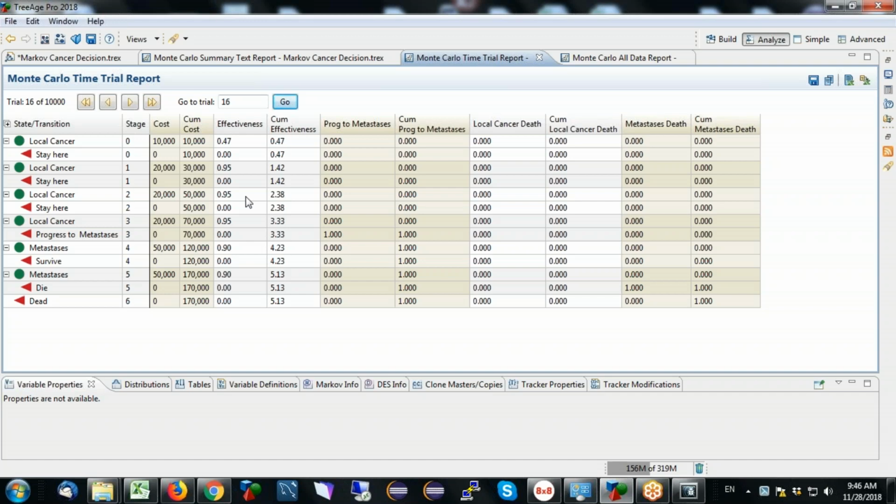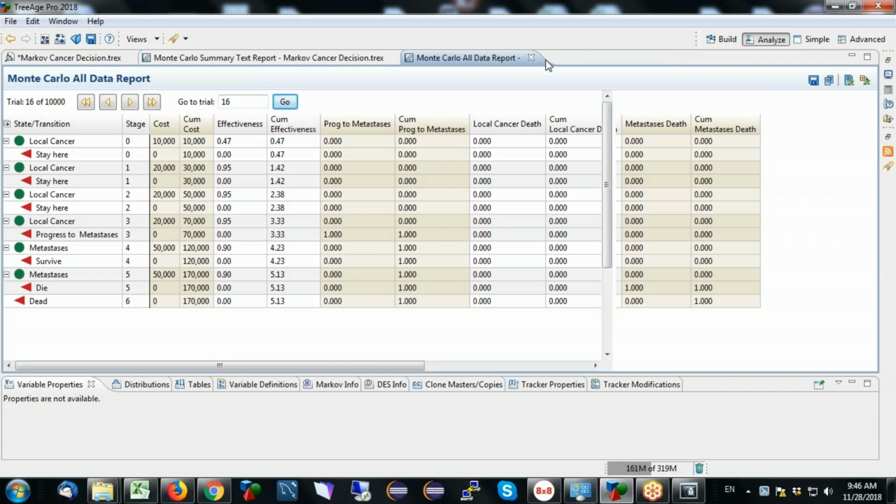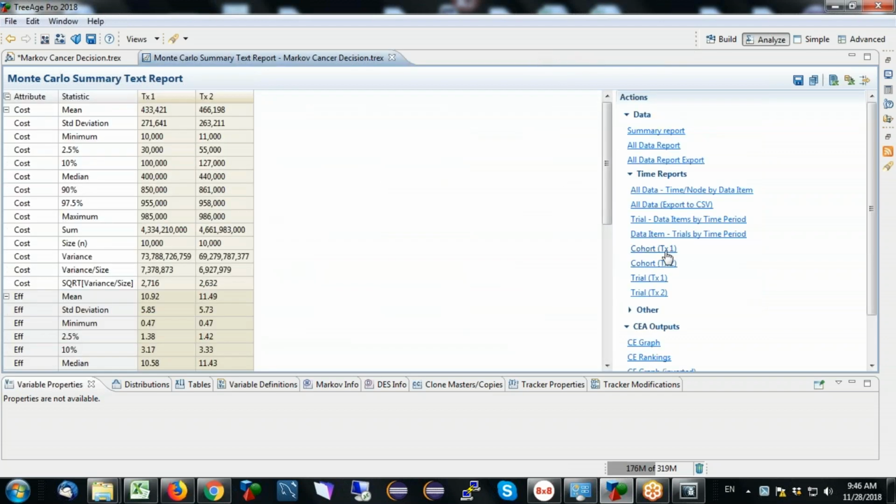So yes, I can look at the individual patients, but I also want to be able to roll this up to the same kind of cohort level reporting that I was able to get from the straight up cohort analysis. So I'm going to close this trial report, and I'm going to open up the cohort level report.